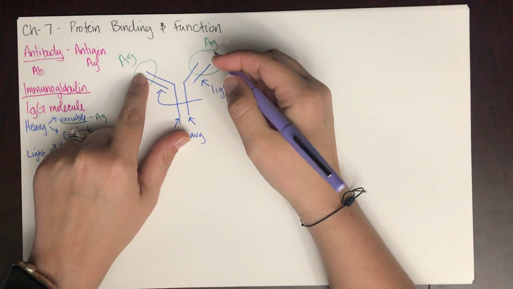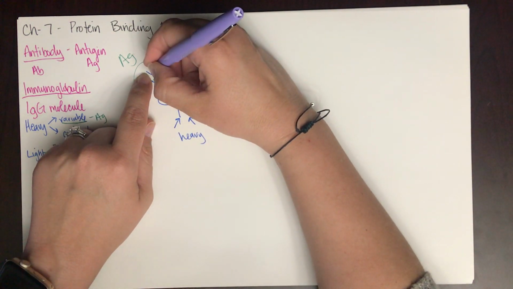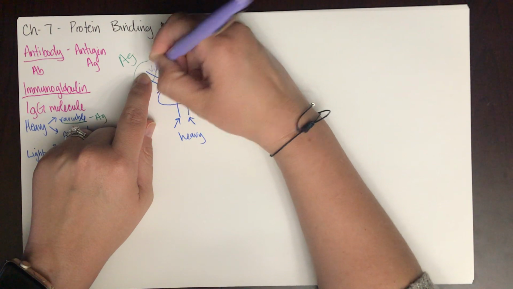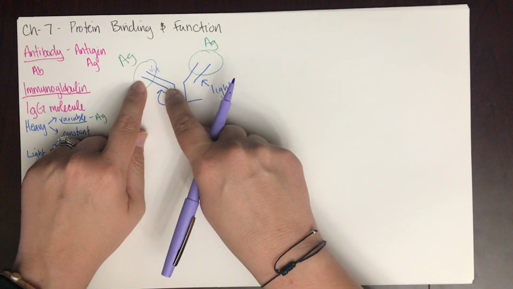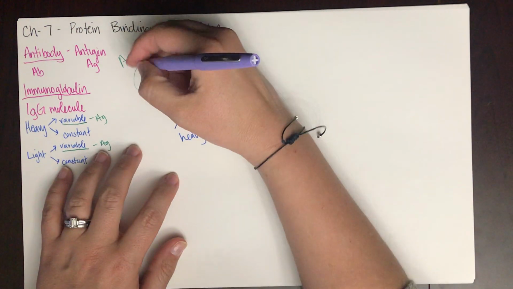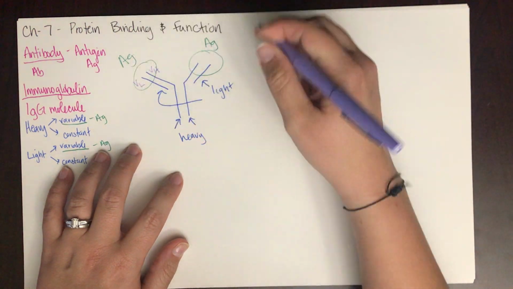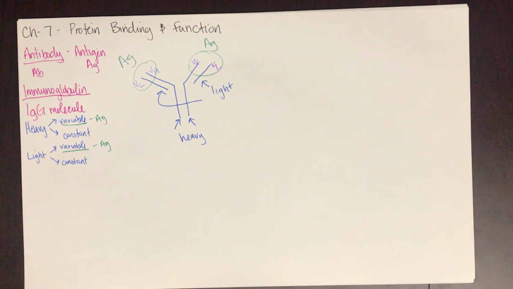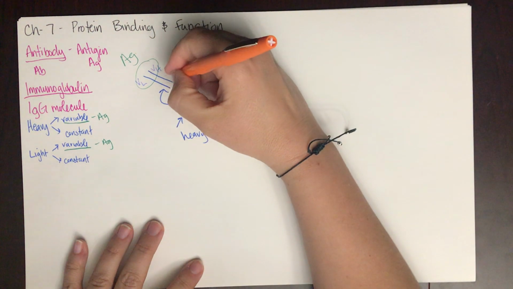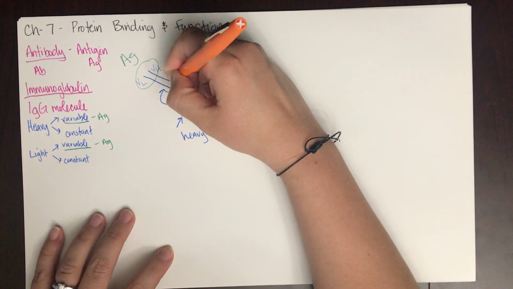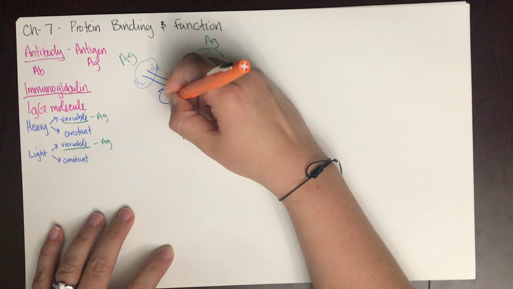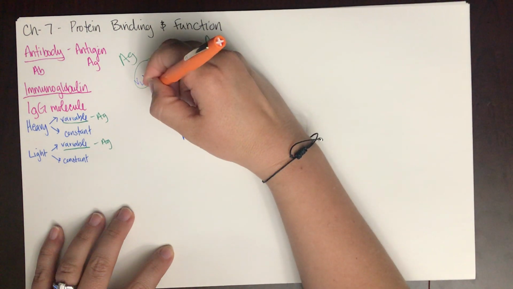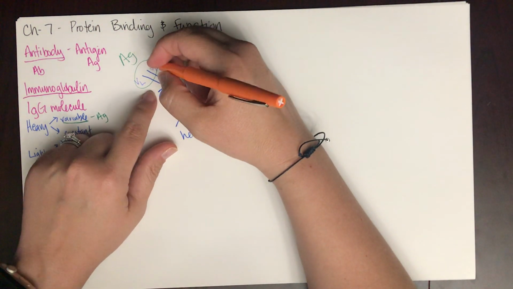So at the tips, for example here, this would be a heavy chain, and here is the variable region. So this we would call variable heavy. This is the light chain, and this is the variable region because it's where it binds the antigen. This is variable light. So variable heavy, variable light. And then the constant region, same thing. Everything else here is constant. So this is going to be constant heavy, constant heavy, constant heavy, constant heavy. This would be constant light.